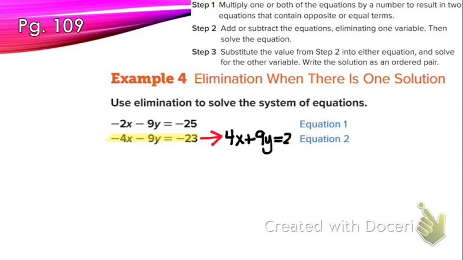Perfect. Okay, so that's your new equation. In your book where it has that big blue arrow, it says multiply by negative 1. That's what you're going to put. That's your new equation. Okay, so the book, unfortunately, just worked it out for you. So we have the negative 2x minus 9y equals negative 25. Then they added that to the new equation.